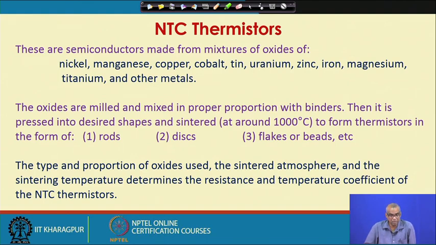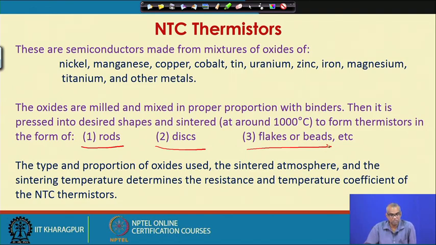The oxides are milled and mixed in proper proportion with binders. Then it is pressed into desired shapes and sintered at around 1000 degrees Celsius to form thermistors in the form of rod, disc, flakes or beads. So, these are the common shapes.